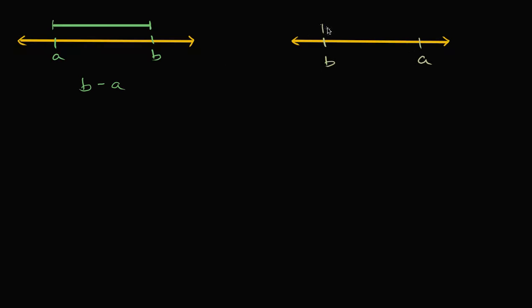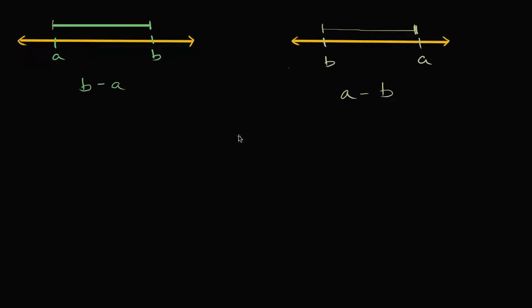And if I wanted to calculate the distance between B and A here, well, now I would take the larger of the two, A. Remember, I want the positive distance here. And then I would subtract out the smaller. I would do A minus B. So here I did B minus A. Here I did A minus B. But what if I didn't know which one was greater? If I didn't know whether B or A was greater, what could I do?